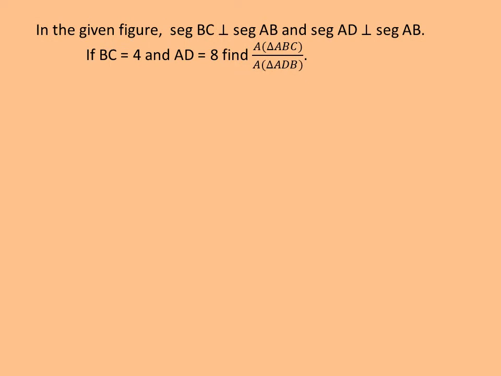Let us go for the next sum. In the given figure, BC is perpendicular on segment AB and AD is perpendicular on AB. That means we have the same side on which two different perpendiculars are given as shown in the question. Let us see the diagram.